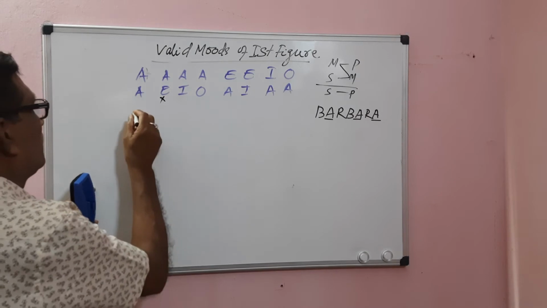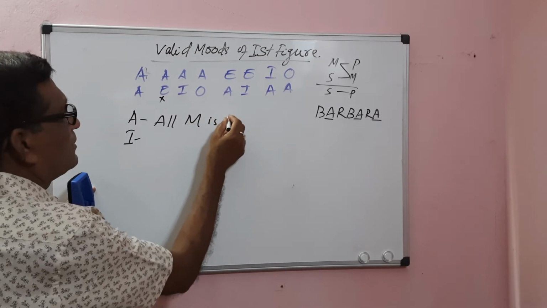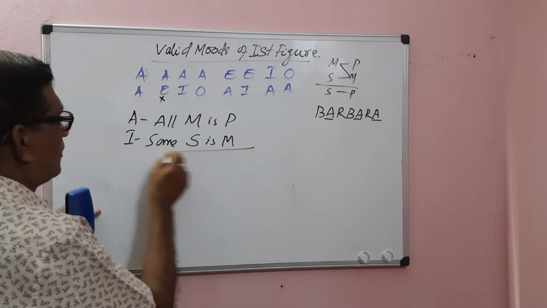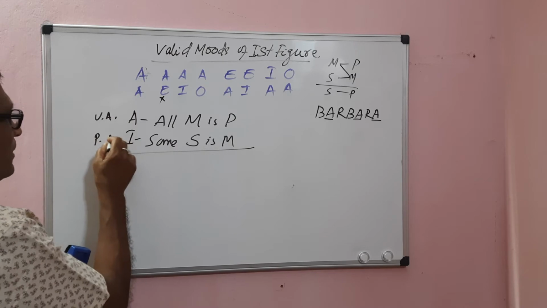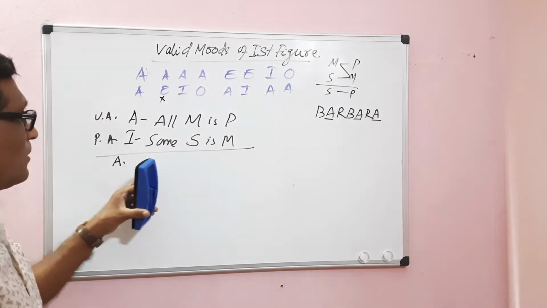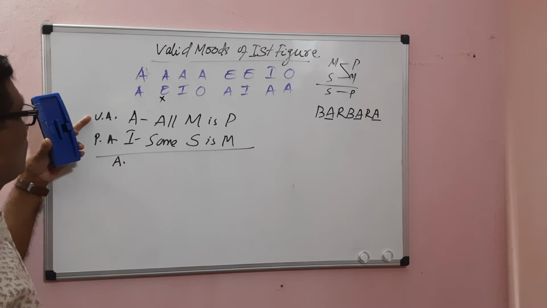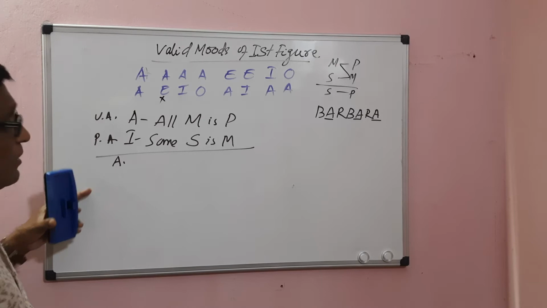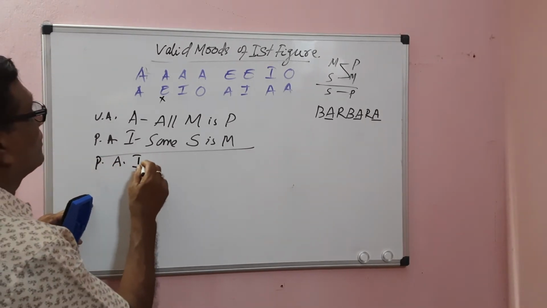Then AI: all M is P, some S is M. Here the major premise is universal affirmative, and the minor premise is particular affirmative. When both are affirmative, the conclusion must be affirmative according to our general syllogistic rules. One premise is universal, another premise is particular. If one premise is particular, the conclusion must be particular. The conclusion will be particular affirmative, meaning I proposition.